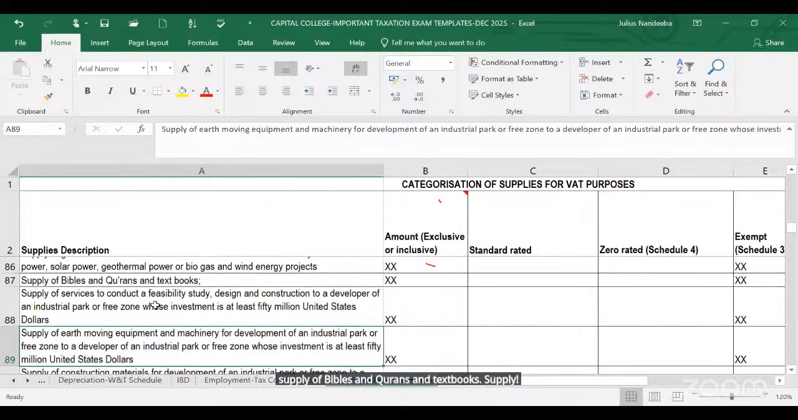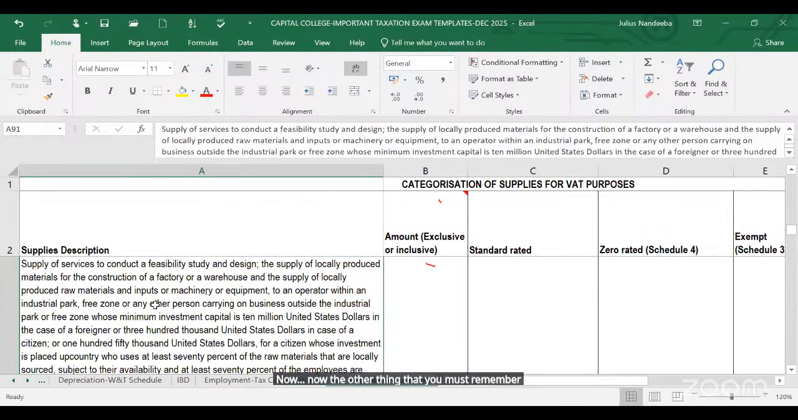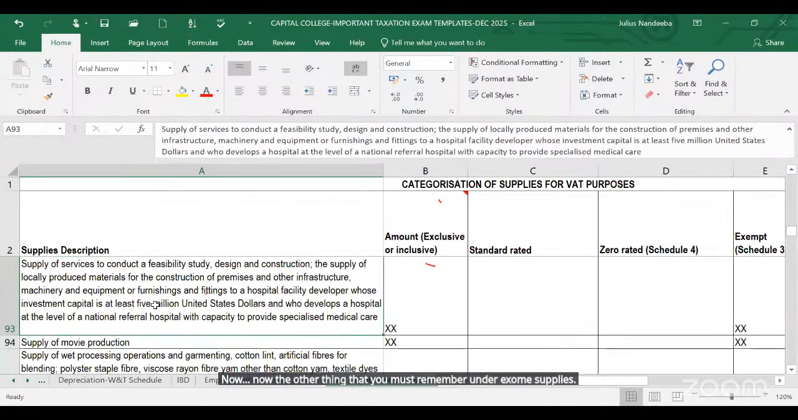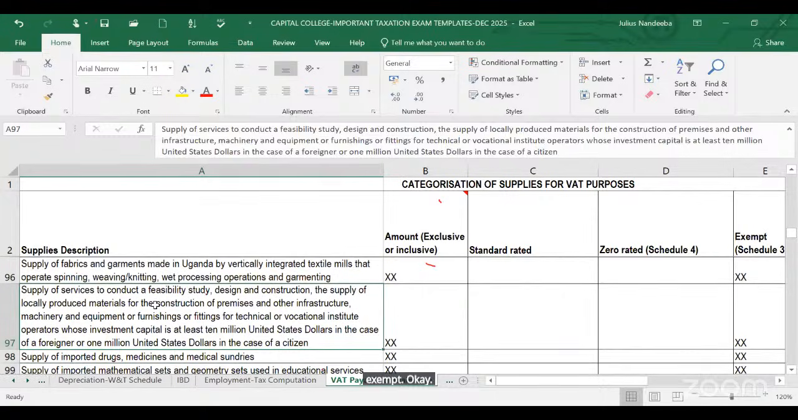Now the other thing that you must remember under exempt supplies are those supplies made to investors. If you say supply and they are describing it as the supply to the investor, either industrial parks, you just know that it is exempt. Industrial parks and free zones. The guys that have invested in industrial parks and free zones, if you make a supply to them, largely speaking, it will be exempt. Okay, let's get out of the details now.